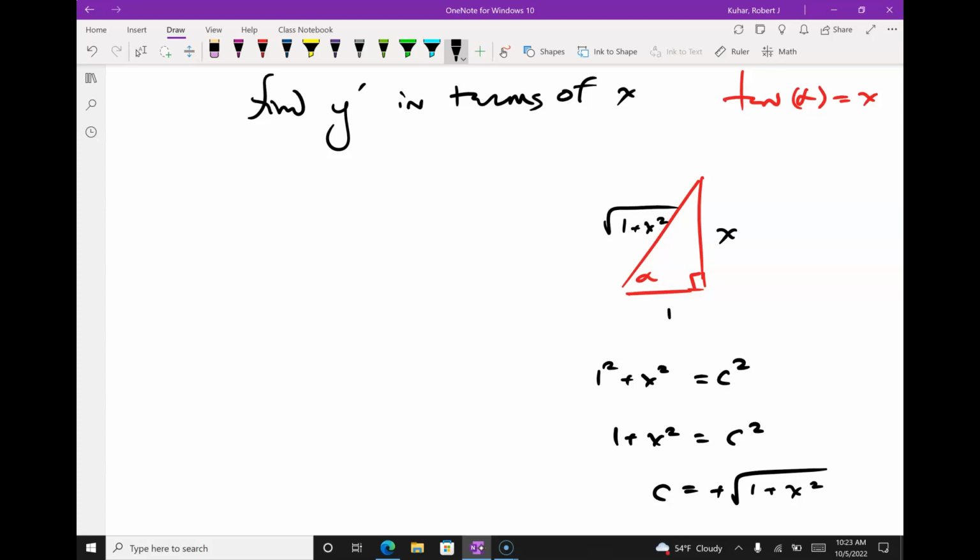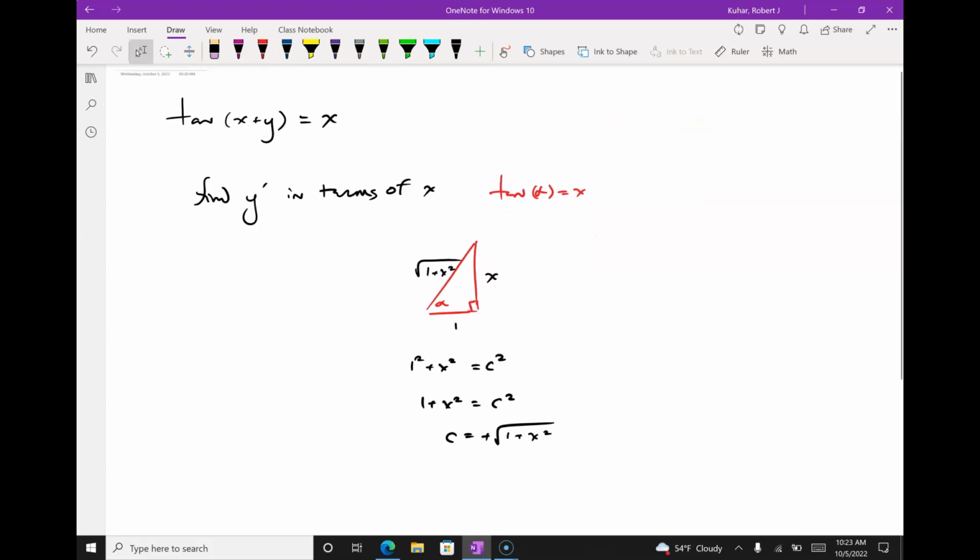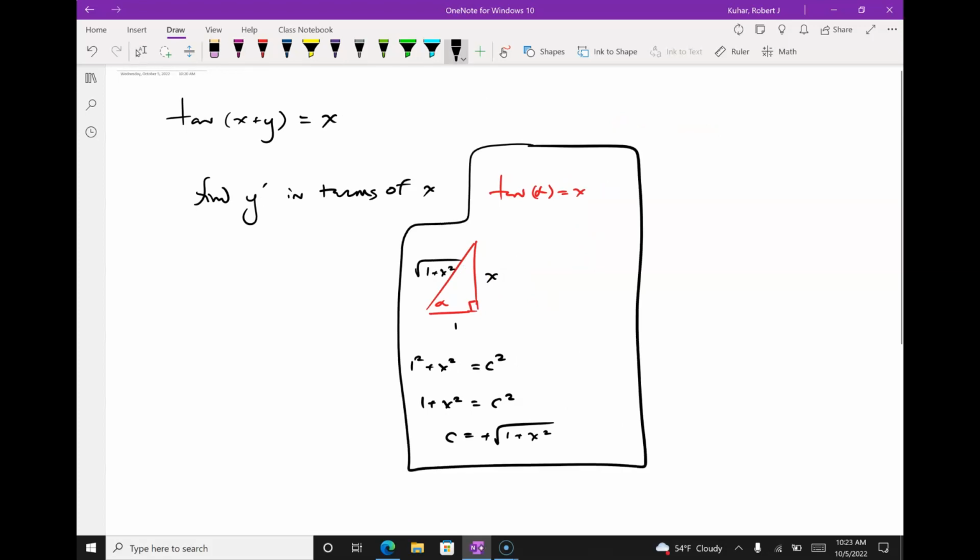Every time you see a trig for the rest of your mathematical life, you should be thinking, I might need a right triangle. Every time you see a trig, get me a triangle for the rest of this semester. You'll do it in Calc 2, too. It's one of the most difficult things in antiderivatives. It's called a trig substitution. You'll take x's and turn them into trigs.